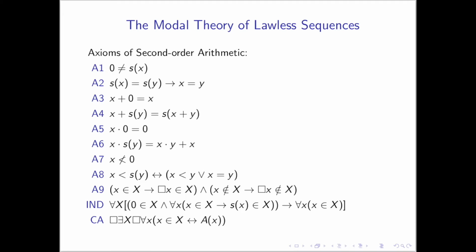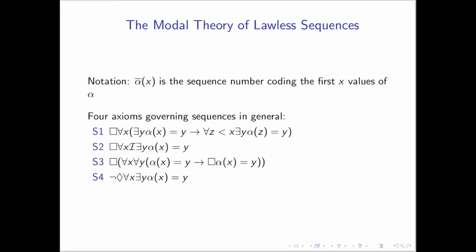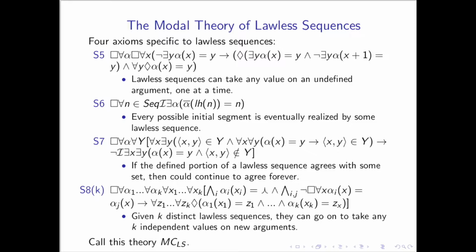Okay. Then the axioms that are specific to choice sequences. We have these four that I already showed you. This is just governing choice sequences in general, that they grow in time and so forth. All right, now here are the axioms for lawless sequences specifically. A bit of a mouthful, but I think pretty intuitive.